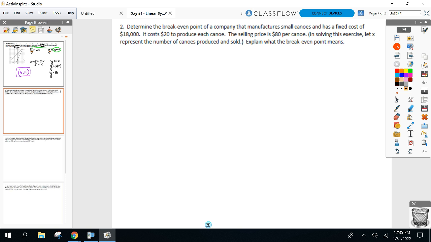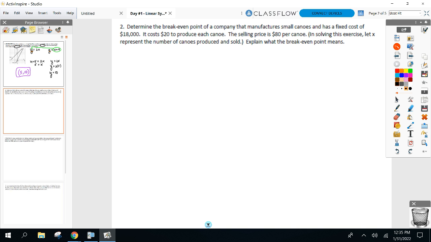First thing on here, read through it. First number that comes up is 18,000, and that is a fixed cost. So we know what that means. A fixed cost is something that you're going to pay no matter how many canoes you make or how many canoes you sell. You are on the hook for 18,000 no matter what.